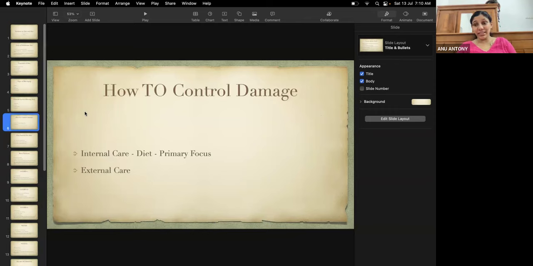Now, the basic theory of how to control this damage. First one is internal care, where we have to focus on the diet because it reflects what we digest. So we have to focus on the diet part. Then comes the external care: all the massage techniques, the therapies, face packs, hair packs, everything. So this is how we have to track.